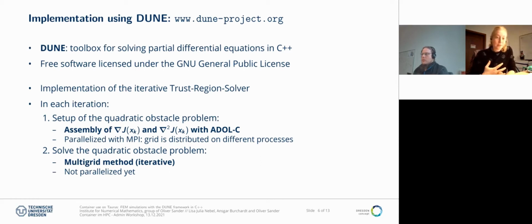And as a second step, we need to solve the quadratic obstacle problems. This is done using a multigrid method, which is again iterative. So we have an iterative solver inside an iterative solver. And this step is not parallelized yet. So this runs on one process only. So the problem is set up, and then the whole problem is gathered in one process, solved, and then the solution is distributed again to all the different processes. So for the next iteration, you can evaluate the first and the second derivative again, and so on.